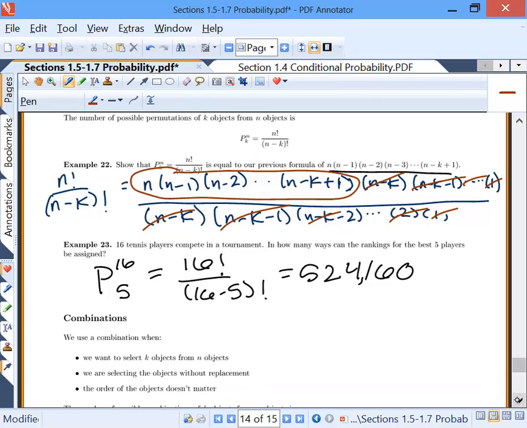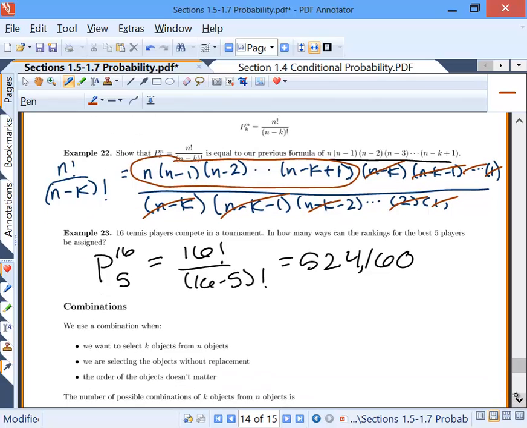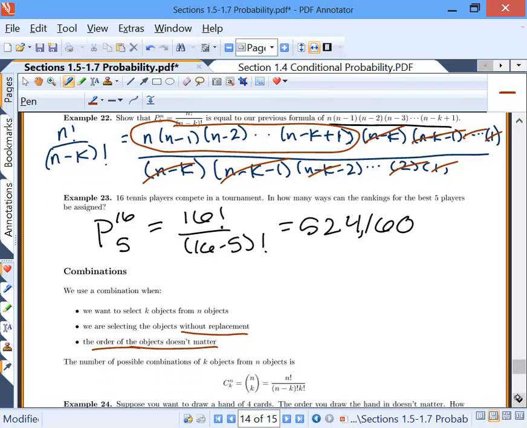So let's look now at combinations. We use a combination when we want to select k objects from the n objects. We're selecting the objects without replacement, and the order of the objects doesn't matter. So how does a combination vary from a permutation? The order doesn't matter. So you asked me what's the difference between my nPr and my nCr. It's whether or not your order matters. So if order doesn't matter, you look at a combination.